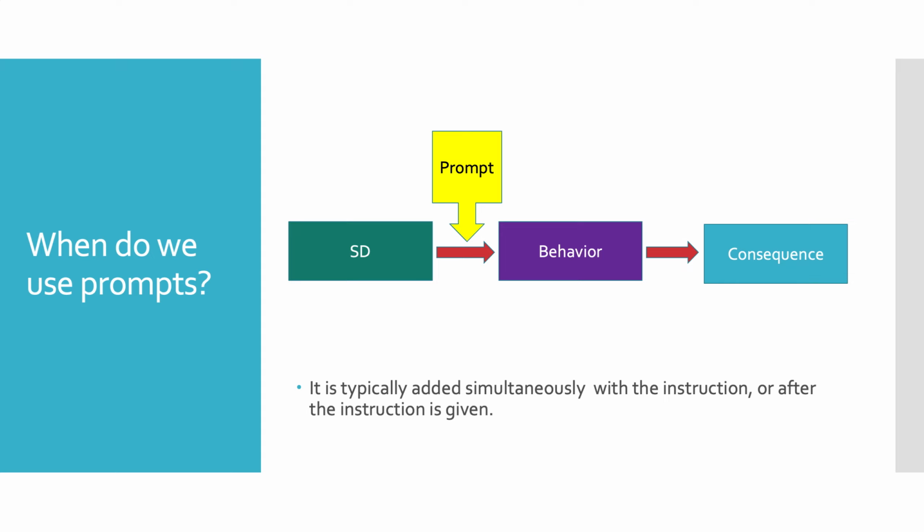When do we use prompts? It is typically added simultaneously with the instruction or after the instruction is given. For instance, in this visual, we have our SD, which is normally our antecedent, then followed by our behavior or the response, then the consequence or the reinforcement. So the prompt is between the SD and the behavior. That's when we add it.